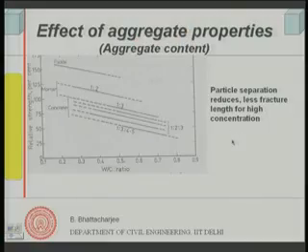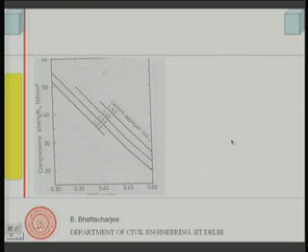what will happen? Because fracture initiates from the ITZ, from the aggregate interface. Since the fracture initiates from the aggregate interface, it has to travel through a smaller path, a lesser path, if the particle separations are less. In such a situation what will happen? The strength will be reduced. So, if you add aggregate to it, particle separations are less and therefore, strength is reduced. This is one of the explanations given for this experiment that was obtained.